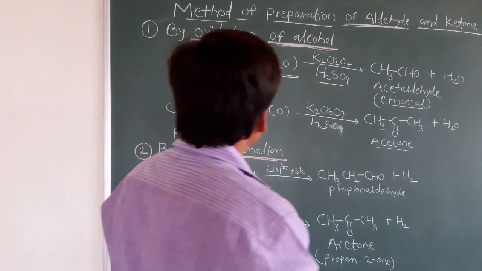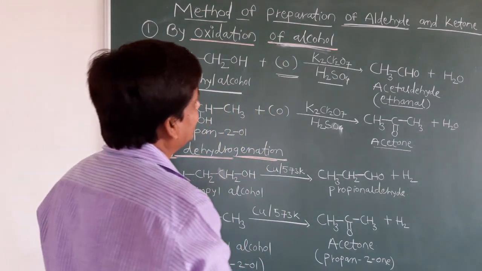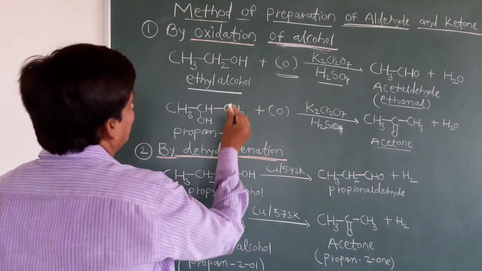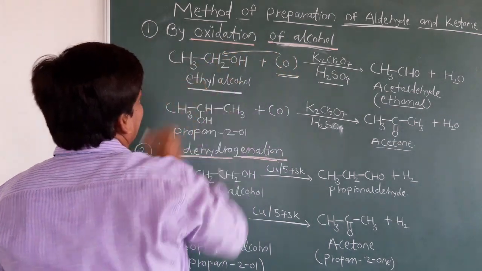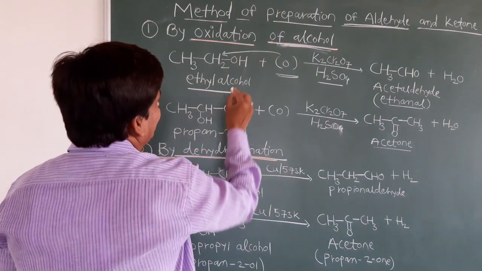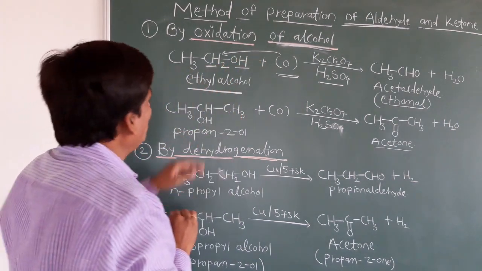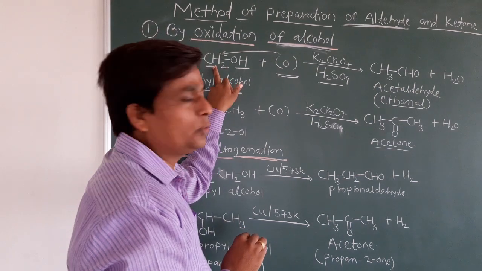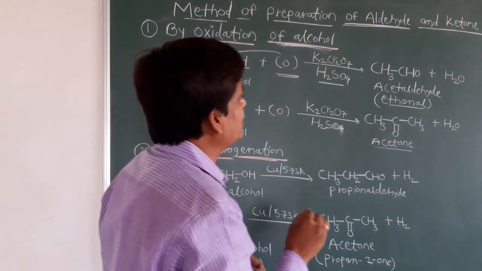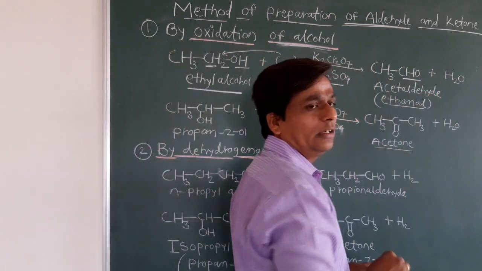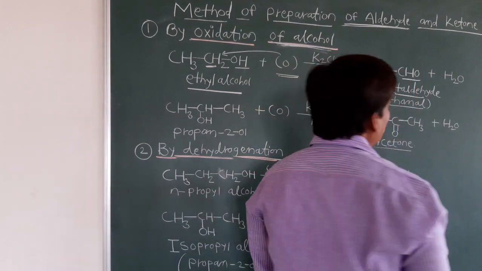Just see students, when ethyl alcohol undergoes oxidation, how do we get aldehydes? The oxygen is going to be attached here, and a water molecule is removed, the OH and one hydrogen from this CH2. So one hydrogen is removed from this CH2, then what remains here? Only a CH group. And one oxygen is attached here, converting it into CHO. CH3CHO is acetaldehyde, which is the common name.